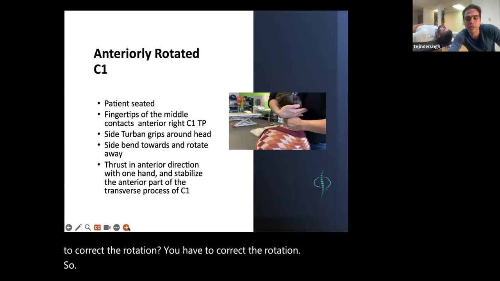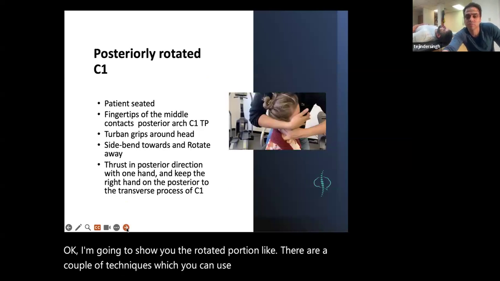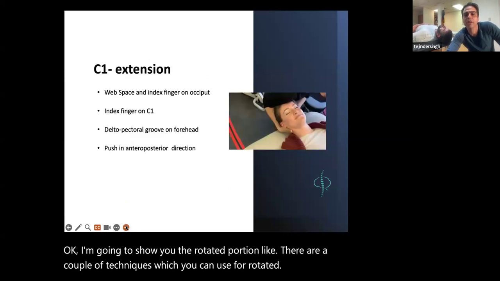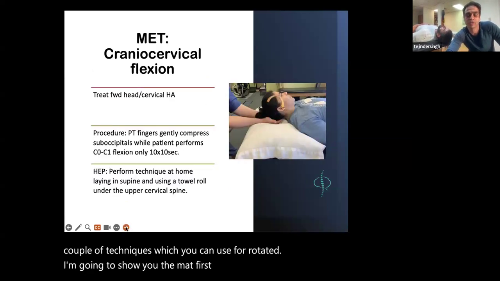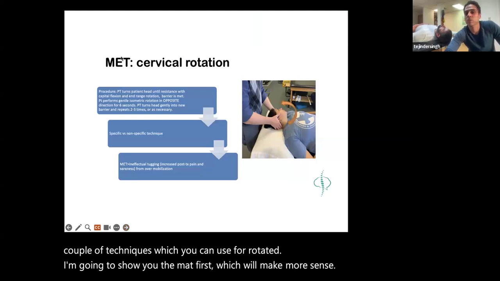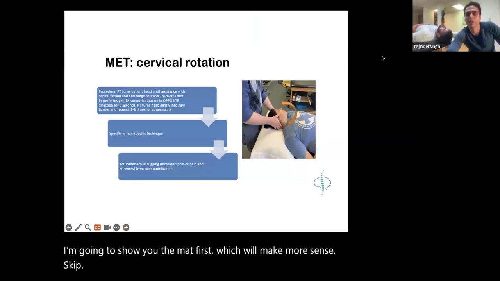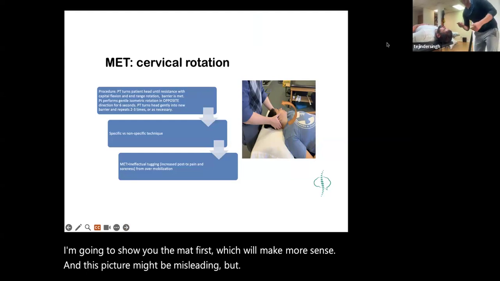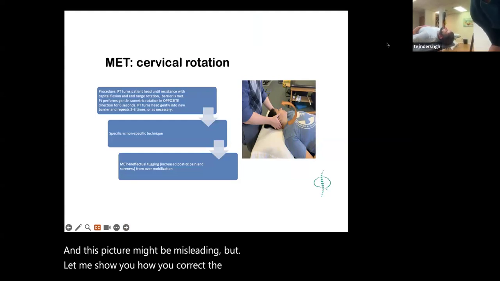I'm going to show you the rotated portion. There are a couple of techniques which you can use for rotation. I'm going to show you the MET first, which will make more sense. This picture might be misleading, but let me show you how you correct the rotation.